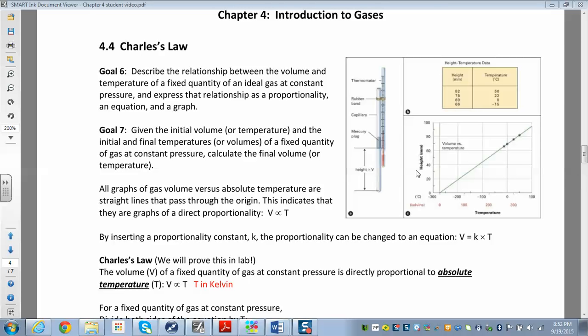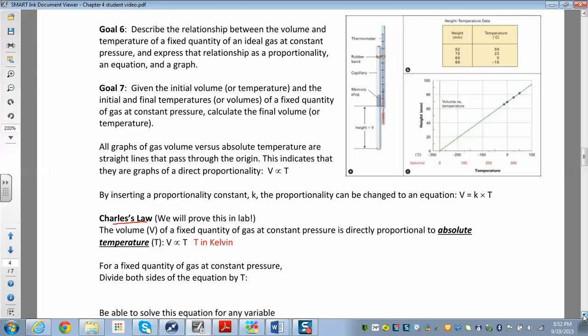So over here in this graph, you can see we're plotting volume versus temperature, and you can see it's a straight line. So as you increase the volume, you increase the temperature. So they are directly proportional. And this is called Charles' law because there was a guy named Charles, that's his last name, who was a hot air balloon enthusiast, and he discovered this relationship between volume and temperature.